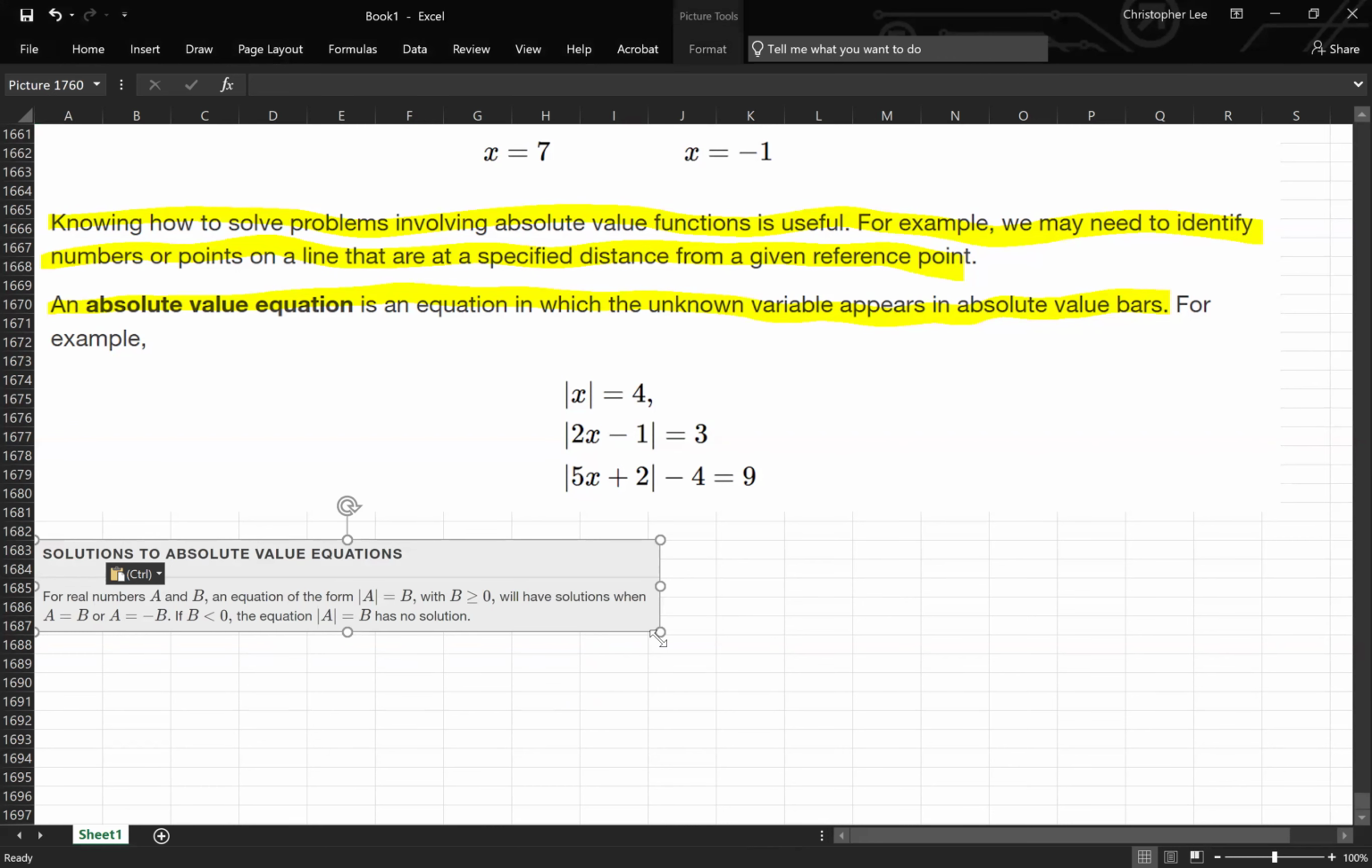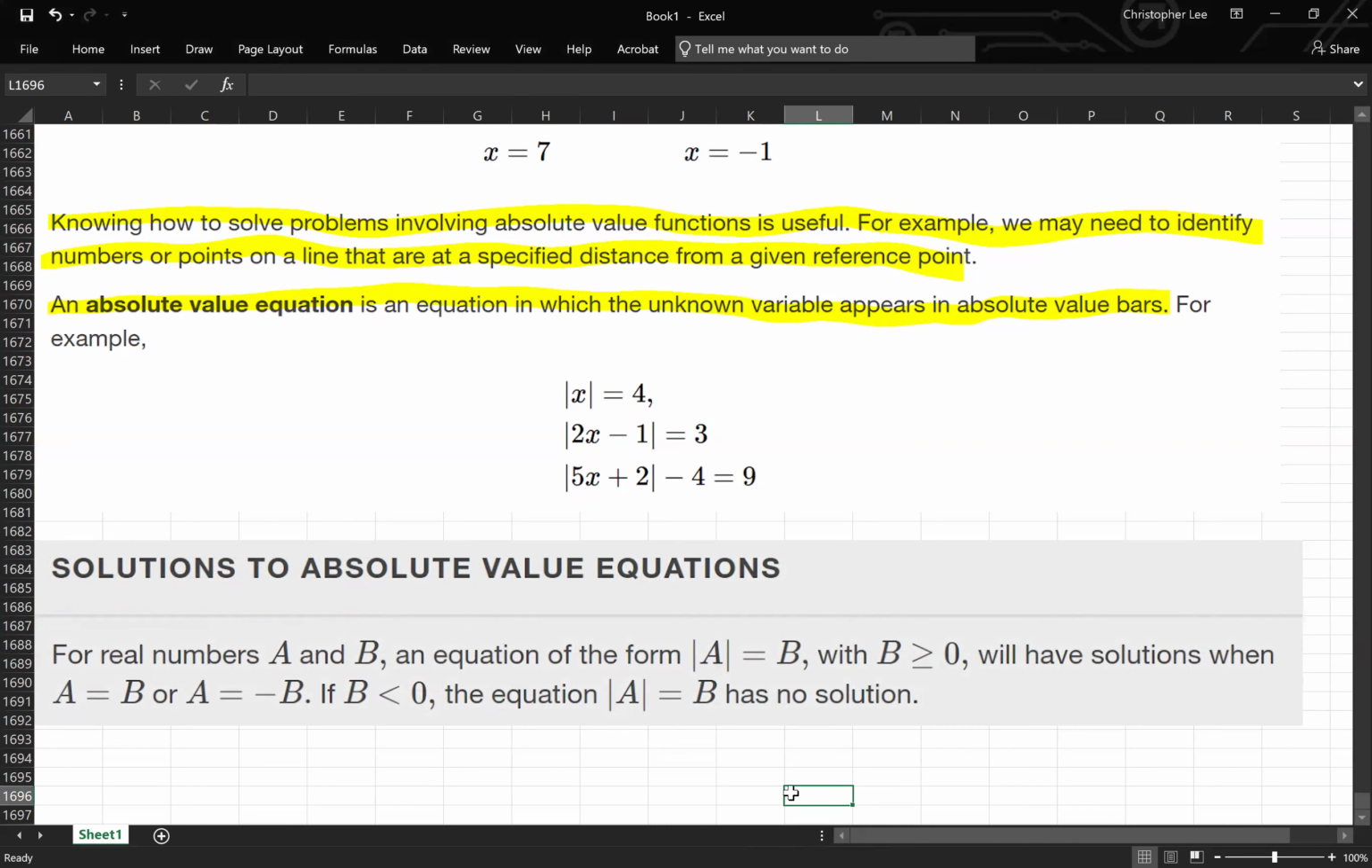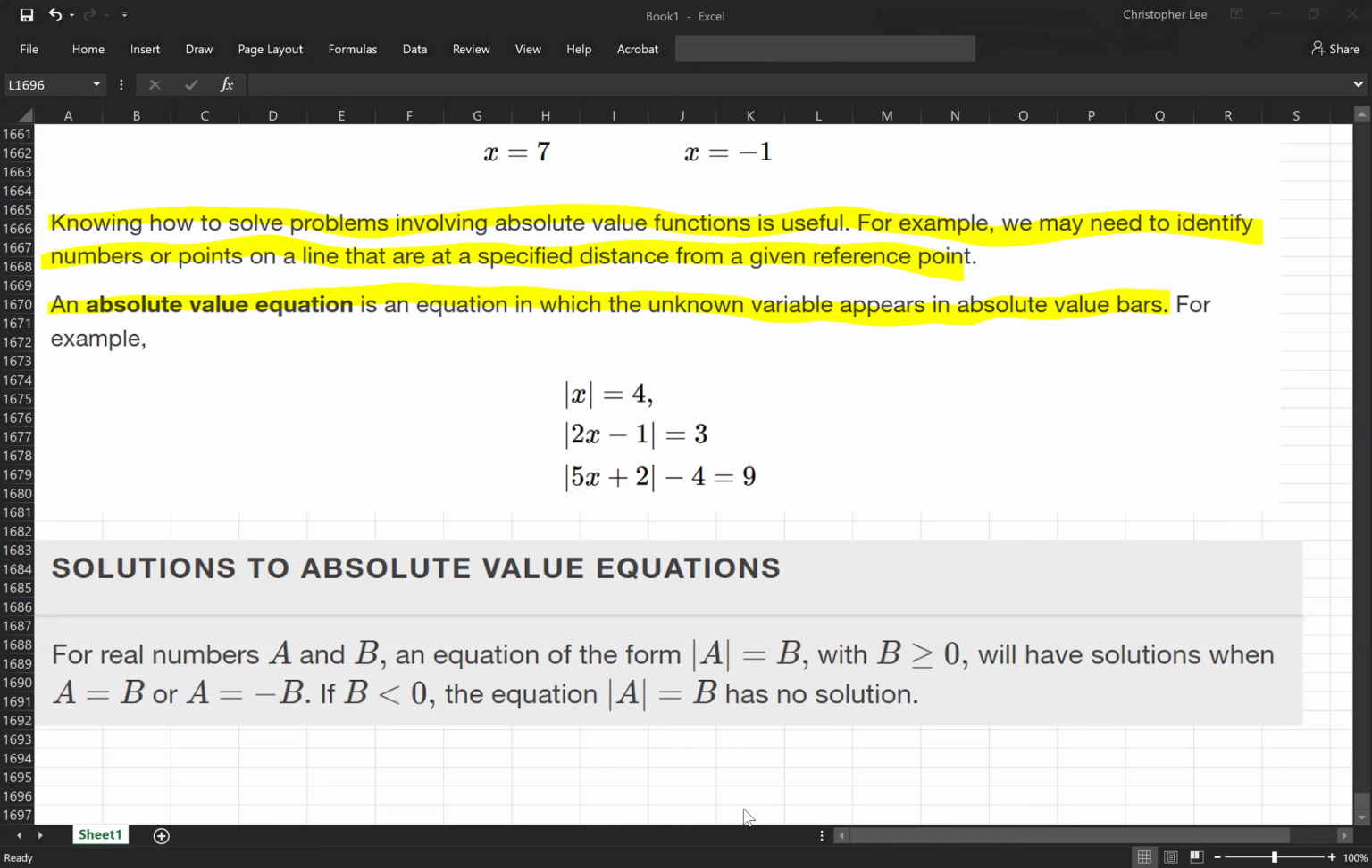Solutions to absolute value equations. For real numbers a and b, an equation of the form the absolute value of a is equal to b, with b greater than or equal to 0, will have solutions when a is equal to b or when a is equal to negative b. If b is less than 0, the equation will have no solution. Reason being, you can't have a negative answer for an absolute value. Simple as that.